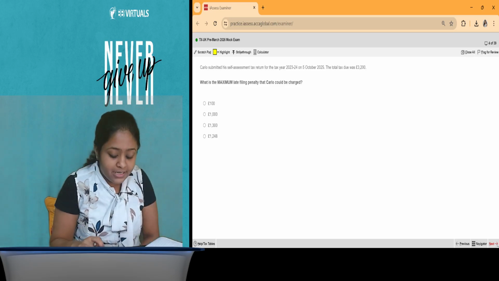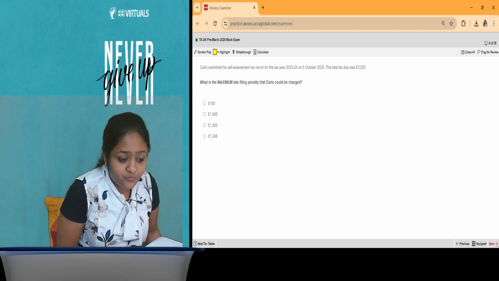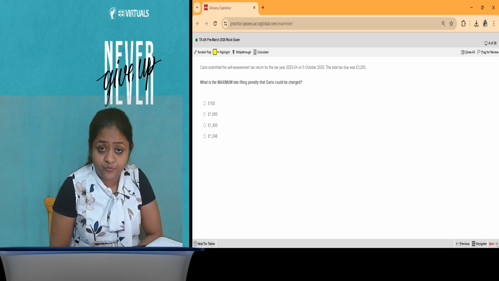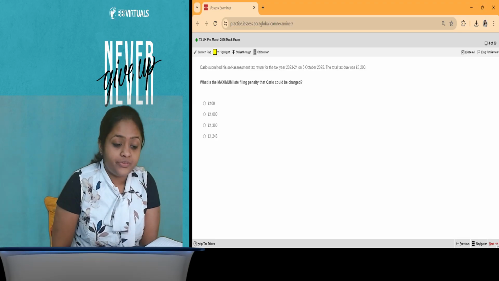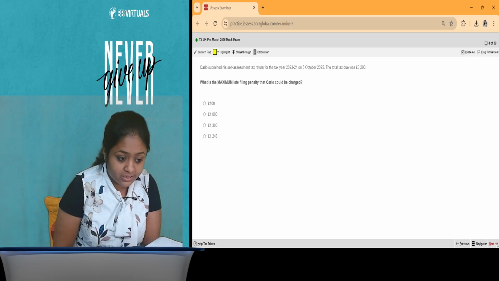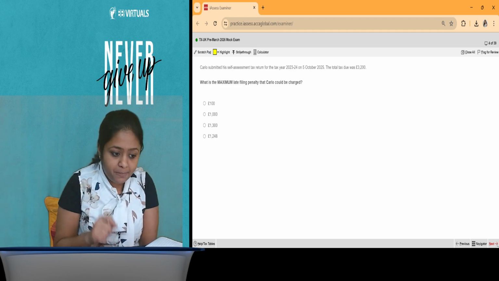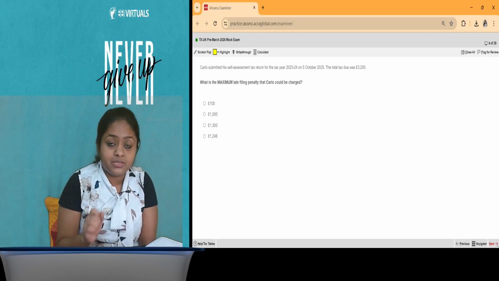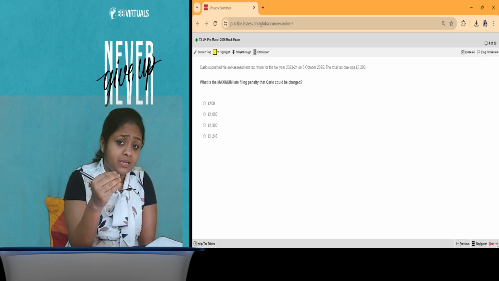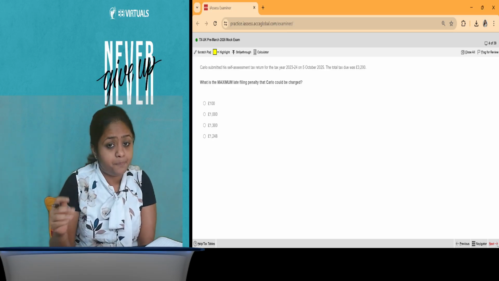Now, Carlos submitted his self-assessment tax return for the tax year 23-24, that is the previous tax year, on 5th October 25. The total tax due was 3,200. What is the maximum late filing penalty that Carlos could be charged? Now we know that we will have the initial penalty, then we will add 10 per day for a maximum of 90 days, and then we will add the percentages. So let's do the calculations here.